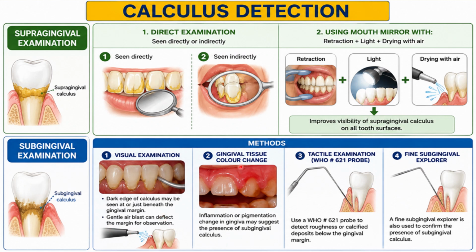Next is the gingival tissue color change, which is seen during inflammation or pigmentation, and may suggest the presence of subgingival calculus. Third, we can use a CK6 probe, that is, tactile examination can be performed to detect the subgingival calculus, or we can use a fine subgingival explorer, which is also used to confirm the presence of subgingival calculus.